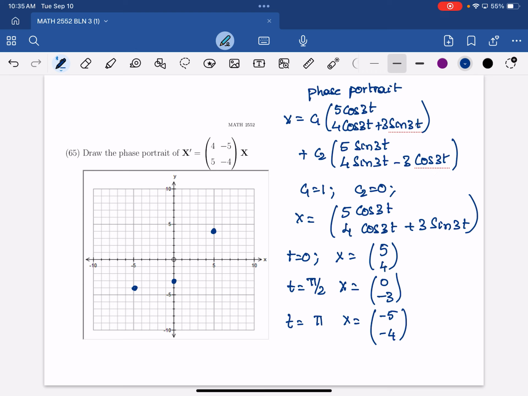Okay. The other one is t equals 3 pi over 2 would be what? My solution vector is going to be, t equals 3 pi over 2, then it's going to be 5 and 4, because 9 pi over 2 is the same as pi over 2. So this is 5 and 4. So is it 5 and 4? What did I miss?